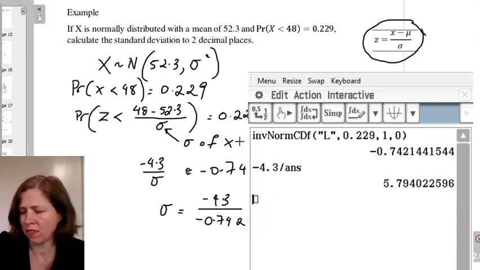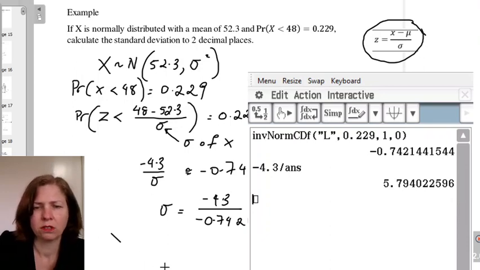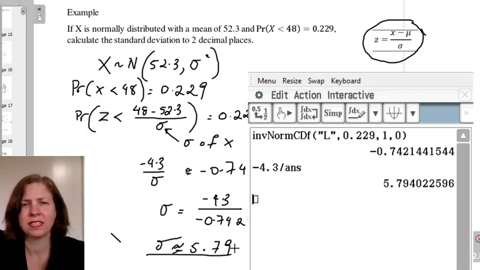So I'm just going to write that down. Sigma approximately equals 5.79. I'll underline it so everyone knows that's the answer.